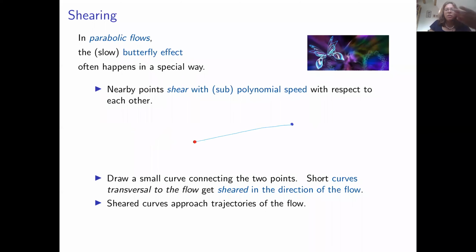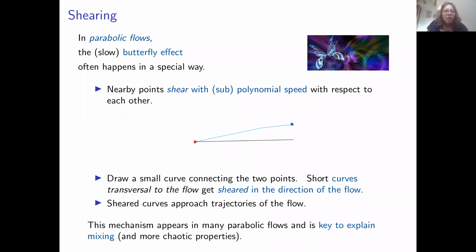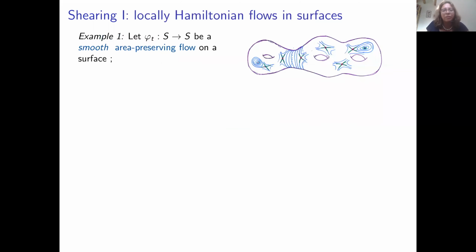And in many of these examples, like I will show you in a second, the transverse curves when sheared become almost flow trajectories. They become longer and longer and parallel to the direction of the flow. This mechanism of shearing appears in many parabolic flows, and it's really crucial. In my mind, it's one of the key mechanisms to understand many parabolic systems. So let me show you shearing in these examples.